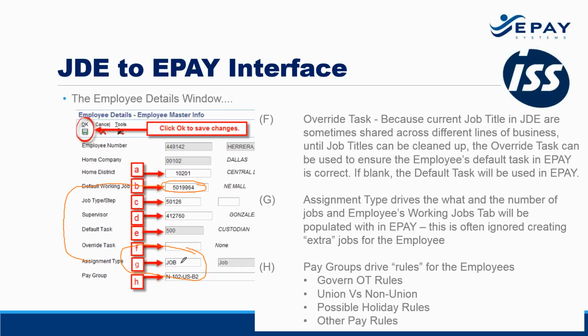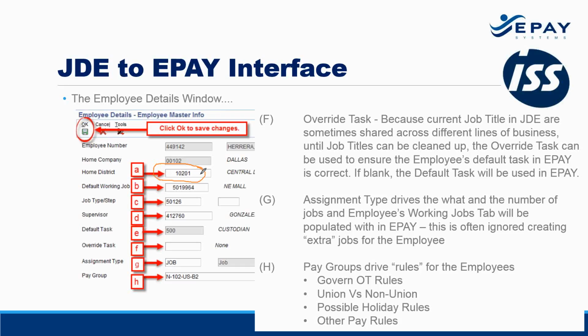Now, that being said, we have other assignment types that are available for you there. We have a district assignment type. If you assign an employee a district assignment type, the employee will then not only get the default job that's listed here, the system is actually going to go in and pull in all the jobs that are related to the home district for that employee. So that employee belongs to District 10201.